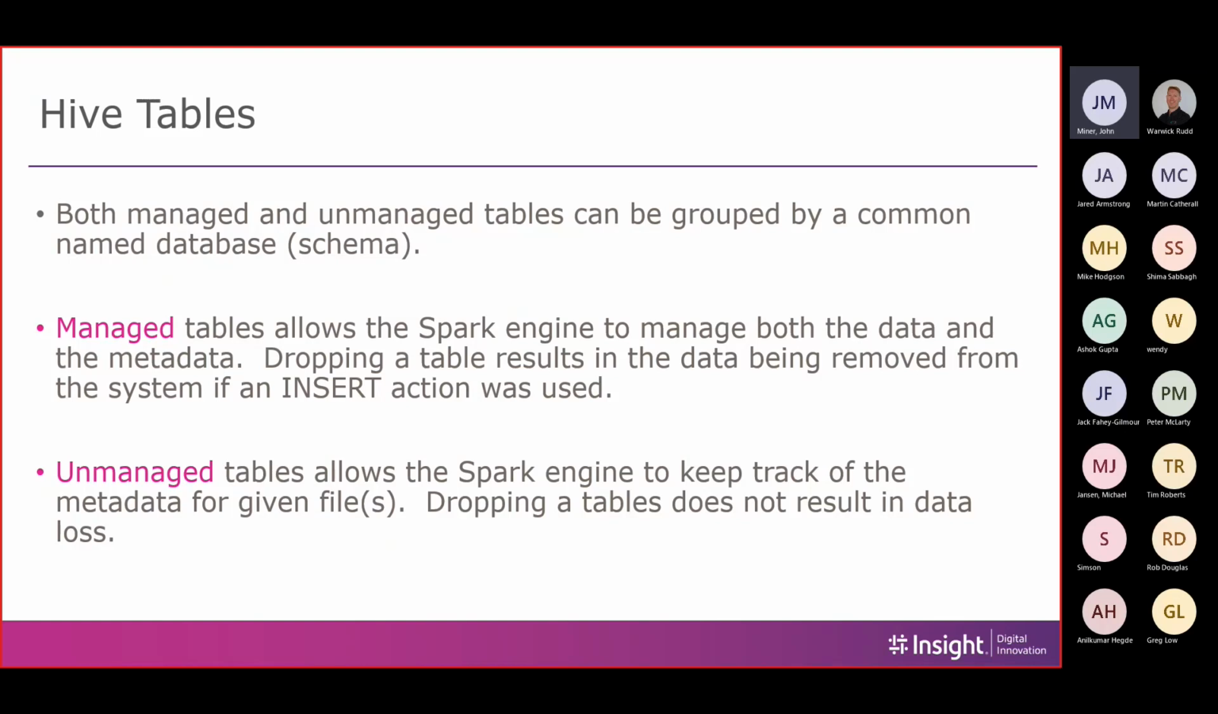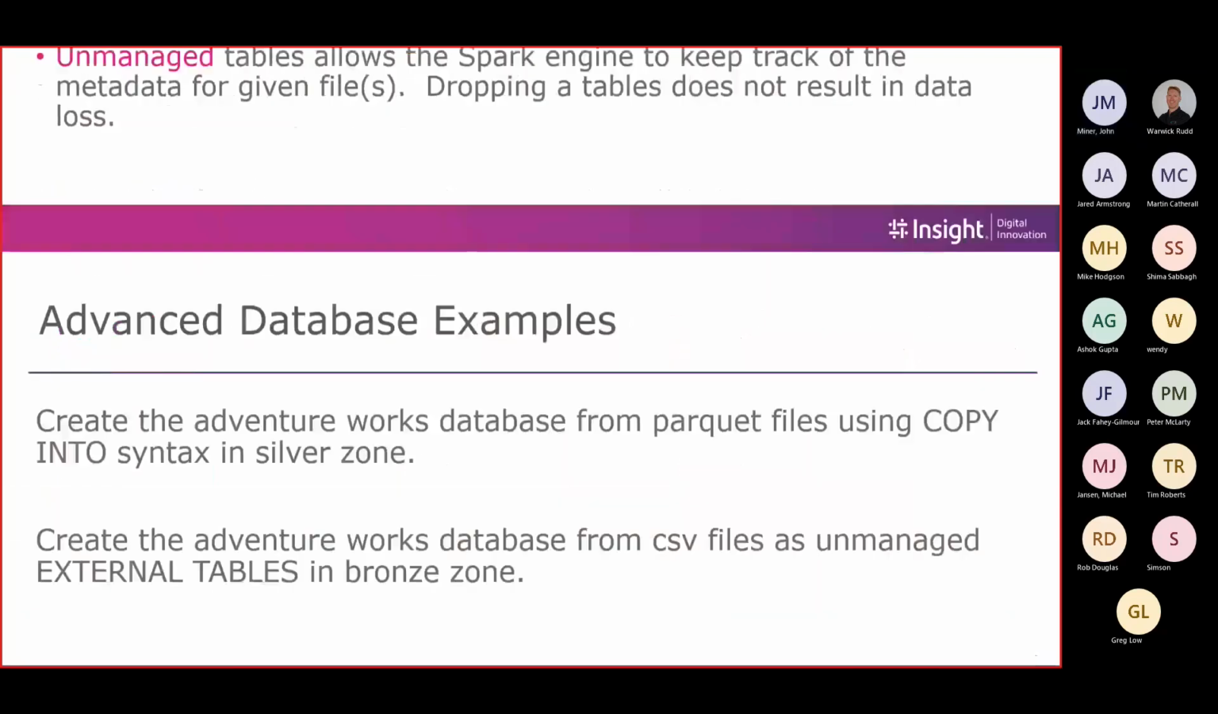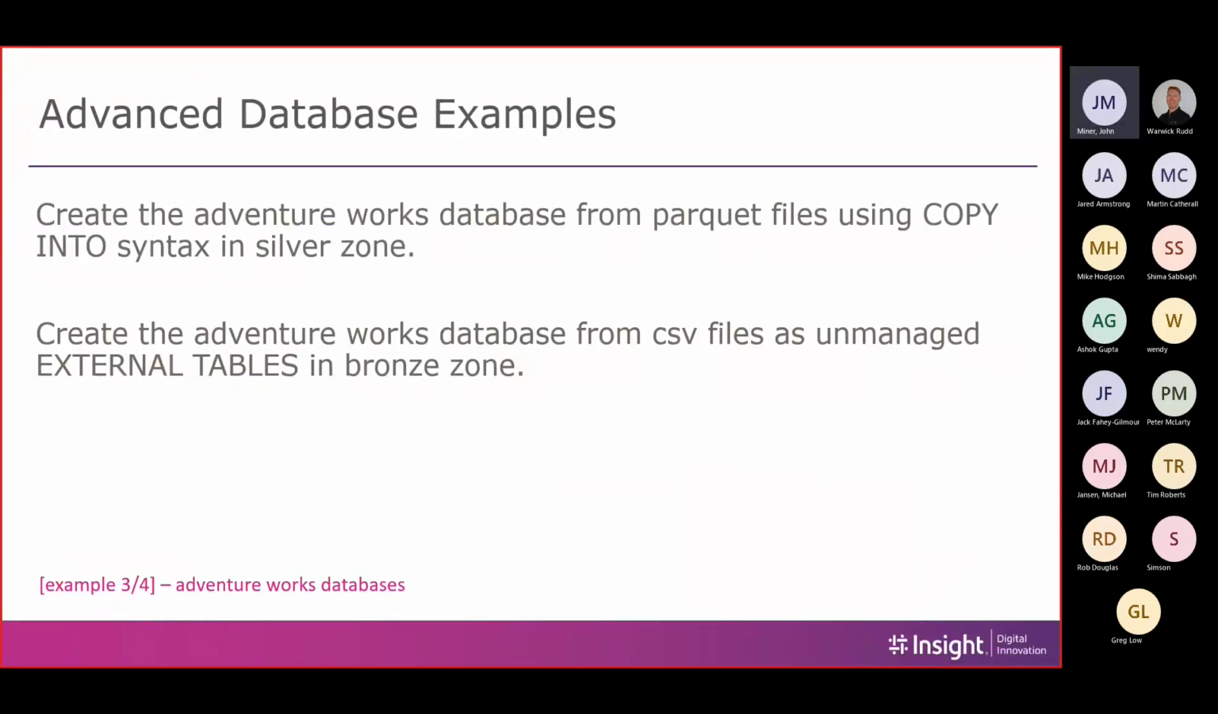Unmanaged, okay? Those are ones we're creating now, okay? You give it a location in the blob storage that's remote. You can see it in a URL, and other people can get to that data, okay, or make changes. Let's talk about AdventureWorks. So now what we're going to do is create the AdventureWorks database from Parquet files. Okay, we'll try that. I think I'm going to have to upload those because they're not there. And then create the AdventureWorks database from CSV files as unmanaged in the bronze, okay? So examples 3 and 4.